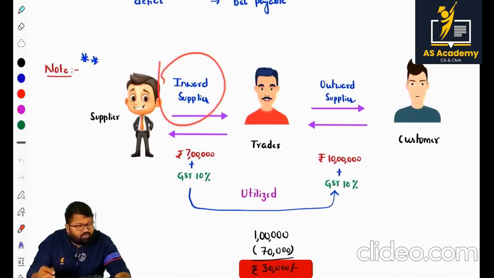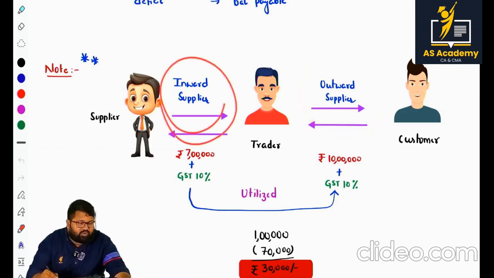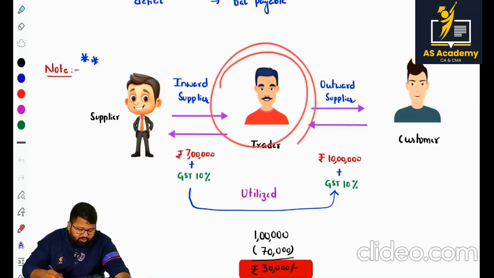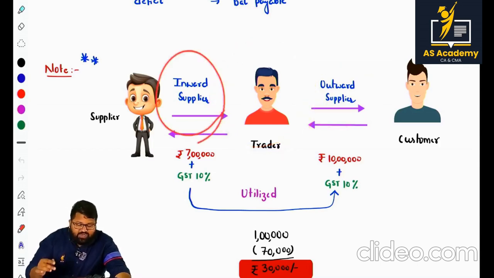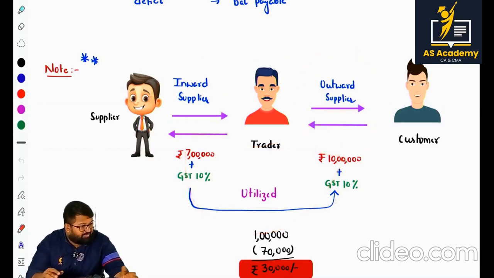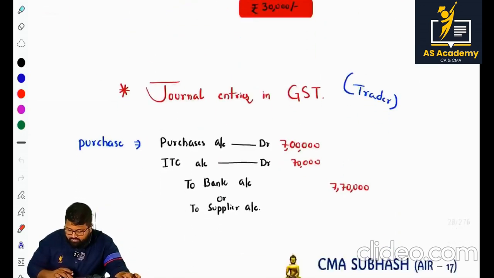These are known as what? In normal layman terms, purchases. And this is sales. As per GST, purchases are known as inward supplies from this person's point of view, and his sales are known as outward supplies. Whatever tax he paid on inward supplies is adjusted against the liability on outward supplies, and he will pay the balance amount. This is known as GST utilized, and this mechanism of adjusting is nothing but input tax credit.